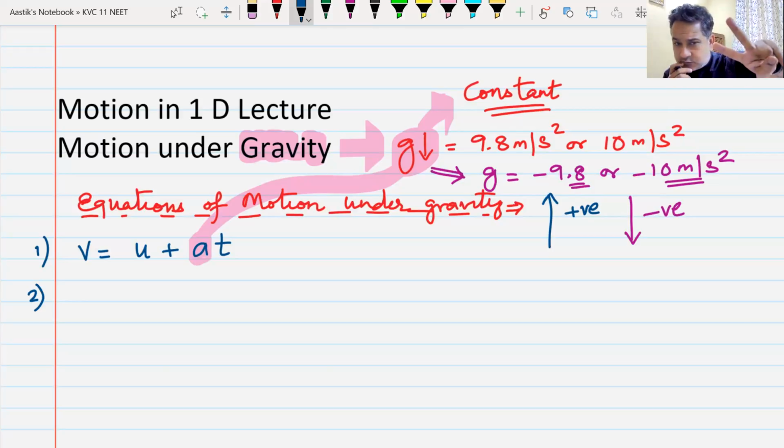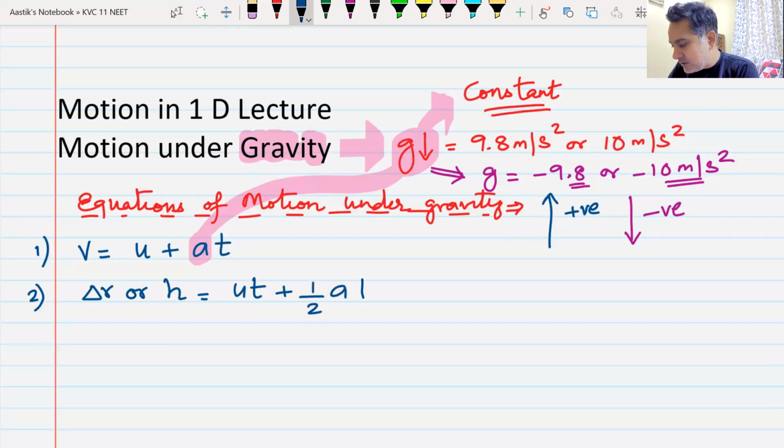Second equation. S is equal to ut plus half at square. Displacement, I don't call it S, I call it delta R. Doesn't matter. Here I can call it H as well, because the particle is going to move up and down. You can talk in terms of height. So H is equal to ut plus half at square.